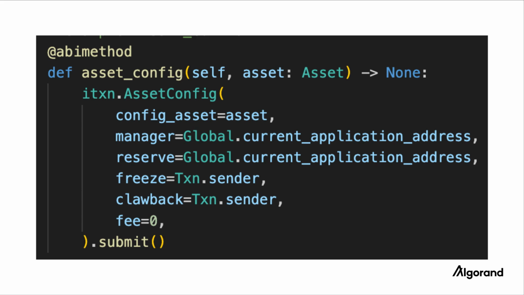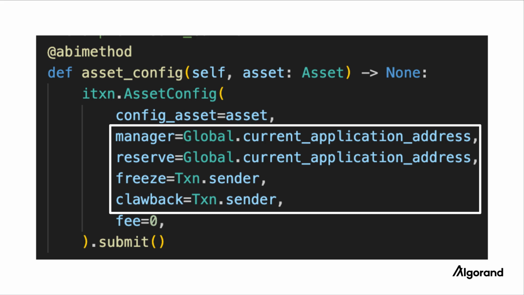Let's look at this asset config inner transaction example. When you want to configure an existing ASA, you need to set the config_asset field to either the asset type representing the ASA or the asset ID of the ASA. Then you set the 4 mutable asset fields.